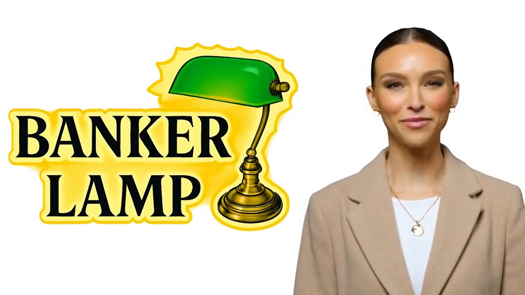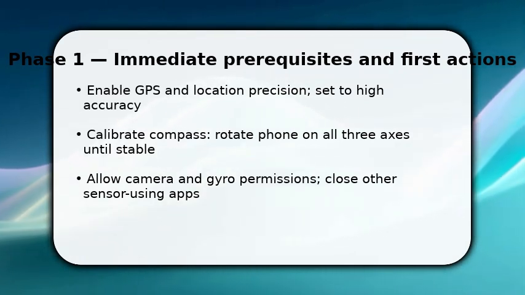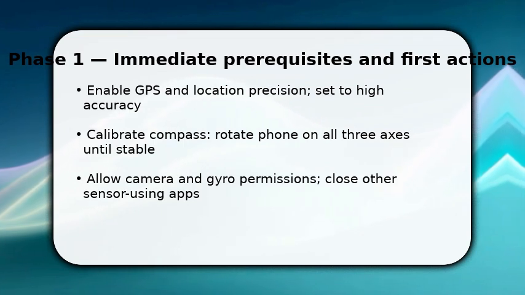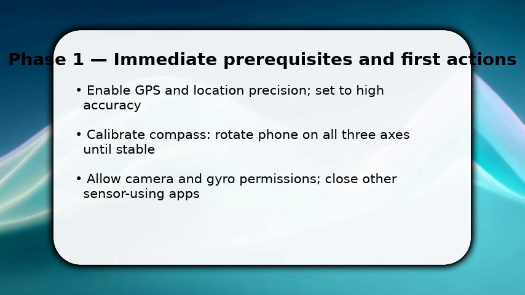Please enjoy the video. You start by preparing the phone so the tracker gets reliable data. Enable GPS and high-precision location, and grant camera plus motion permissions. This is why the app can plate solve and overlay stars.